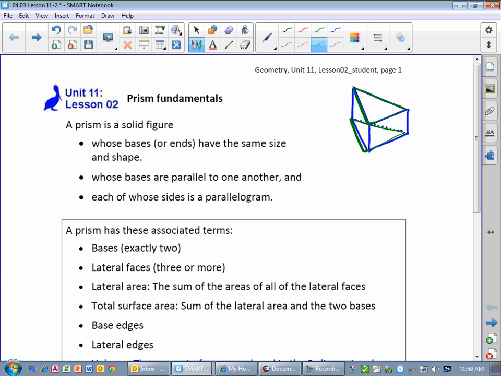Now, don't get base confused with bottom. Okay, a lot of times we think of the base of something as the bottom of it, but that's not necessarily true because I can take this figure and rotate it around and stuff like that. So it's not necessarily on the bottom. Okay, so we've got our bases.